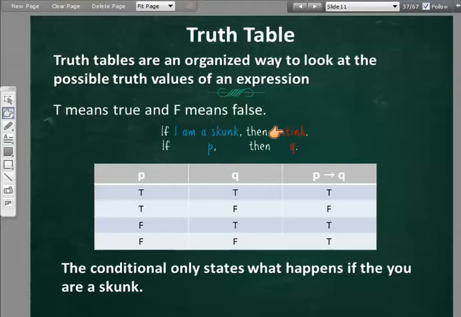That right there means I could be a human and I took a bath this morning, and it can be true. Okay? Now remember, I just used the skunk as an example. No matter what your statement is, your conditional truth table will always look like this. Always. And notice the only time that a conditional is false is when the hypothesis is true and the conclusion is false.